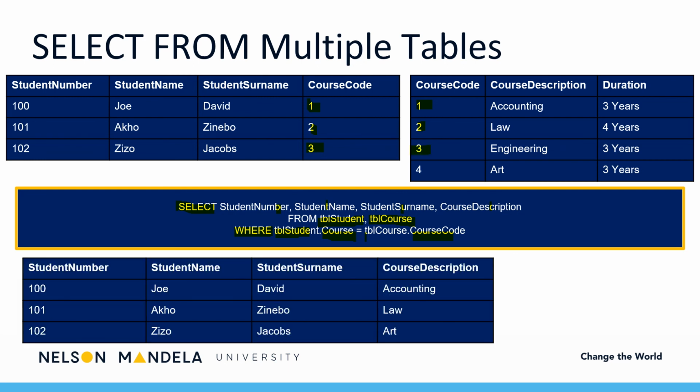Now, this is what your table that is going to be returned is going to look like. Because you said you want to select the student number, there's the student number. You said you want to select the name, there's the name. You want to select the surname, there's the surname. And then there's the course description. And then where the course code in this table equals the course code in this table, you only want to select these because their course codes are equal to the course code from this other table.